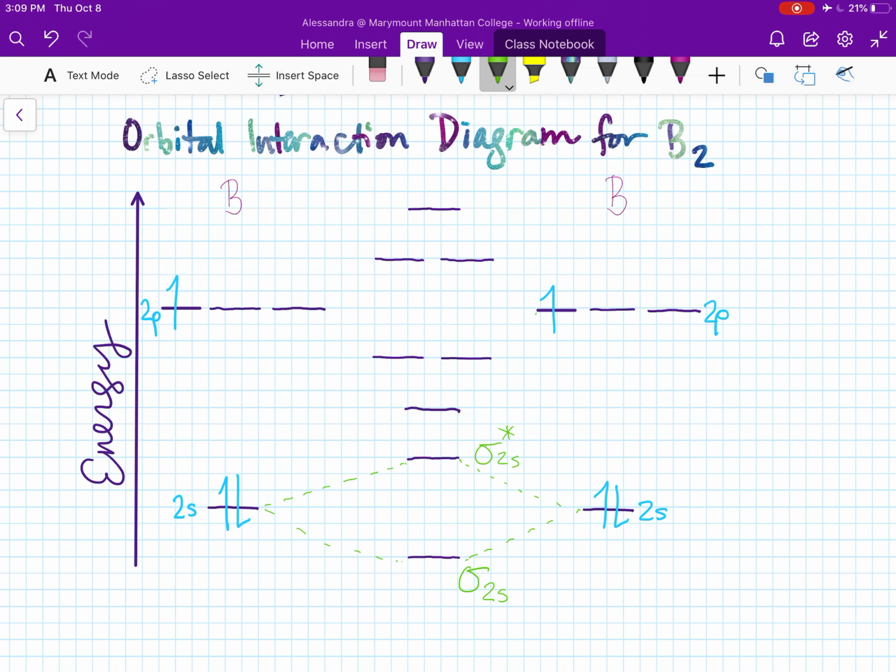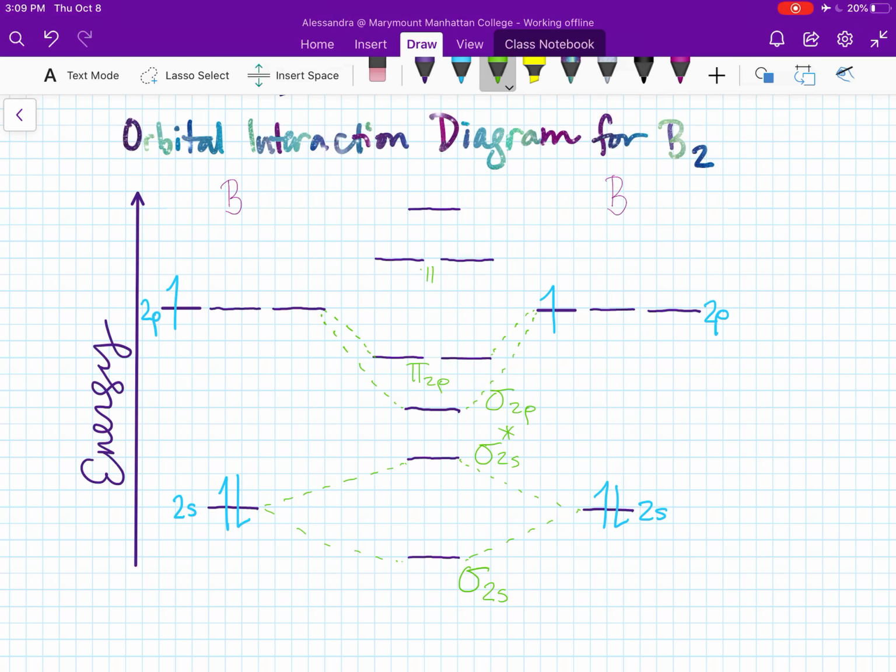We would also expect that when the 2px orbitals overlap on boron, we would get the sigma 2p molecular orbital, that stabilized molecular orbital with the orbital density along the bonding axis. And then when the 2py and the 2pz orbitals overlap, we get 2 pi 2p orbitals. So these would be bonding pi 2p molecular orbitals.